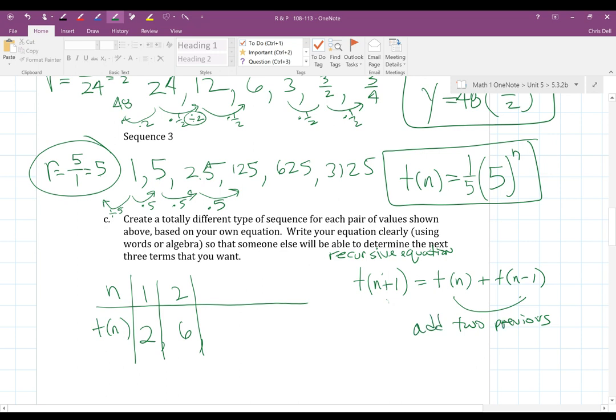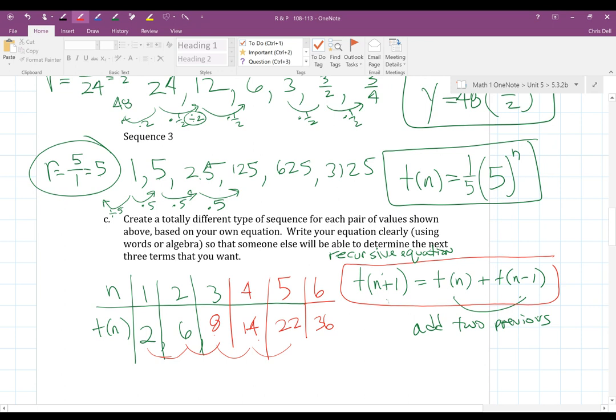Okay. So my third term would be 8, because I would add those 2 together, 2 plus 6. And then my fourth term would be 14, because I would add 6 and 8. And my fifth term would be 22 because I'm adding 8 and 14. And then my sixth term, my next term, would be adding those two, which would be 36. So you could say this is the equation, a recursive term.